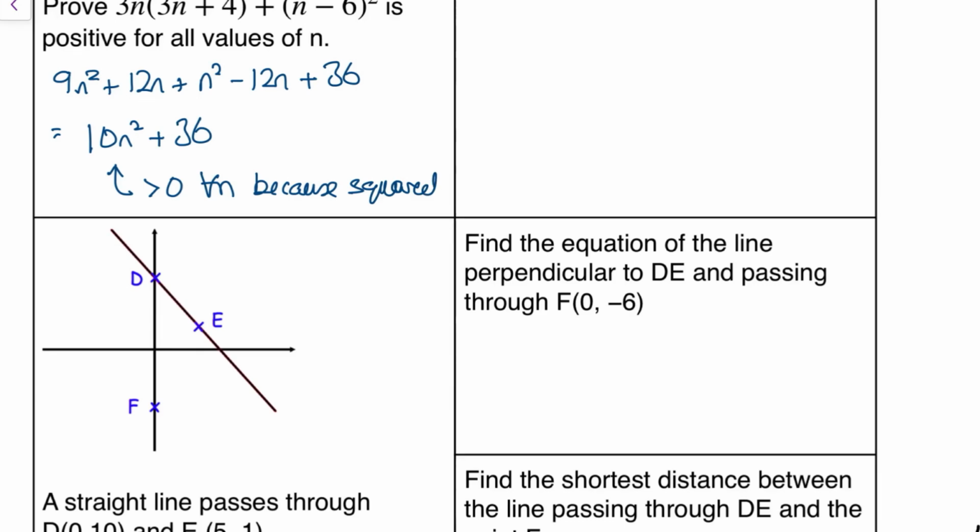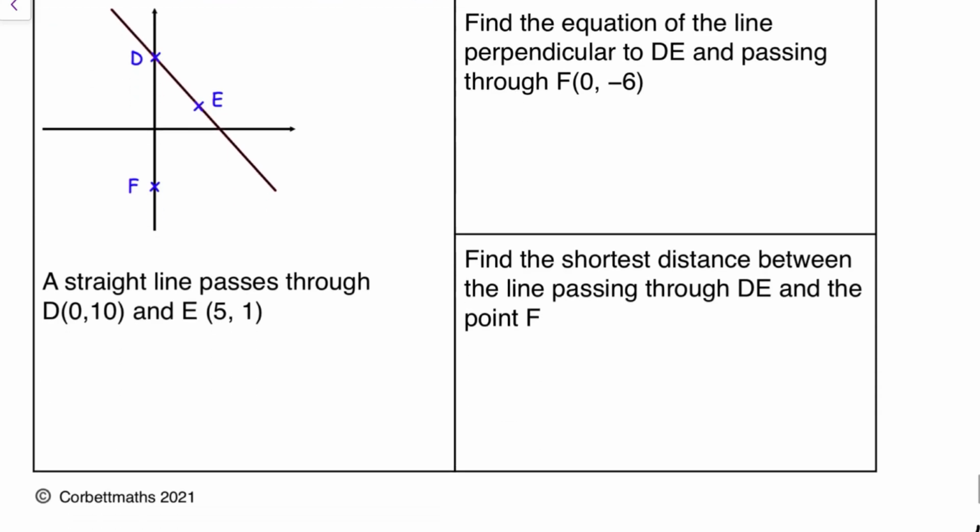Any number you ever have, if you square it, will always be a positive number. And 36 is obviously positive, so therefore positive, what does it say? Positive for all n. Just write it as a little conclusion. It's good practice, less needed at GCSE, but good practice anyway. Next question.